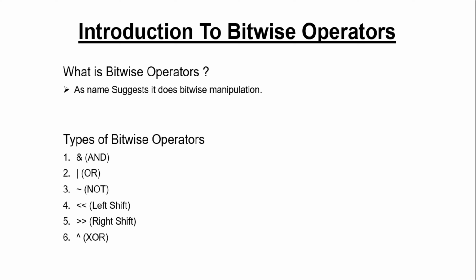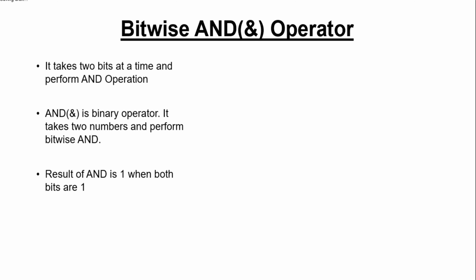Let's understand what the bitwise AND operator is. The bitwise AND operator takes 2 bits at a time and performs the AND operation. AND is a binary operator. It takes two numbers and performs bitwise AND. Notice here, AND is a binary operator. The result of AND is 1 when both the bits are 1. Make sure you focus on this point. The result of AND is 1 when both the bits are 1.